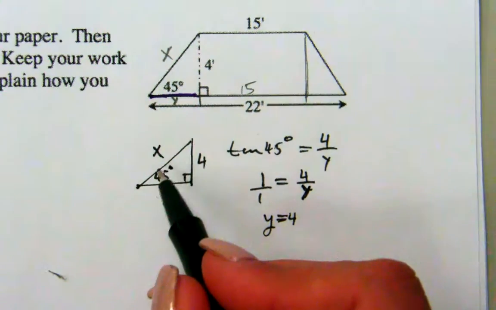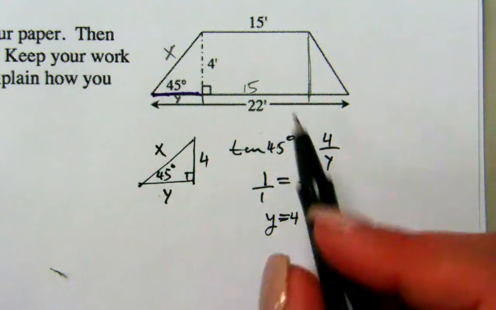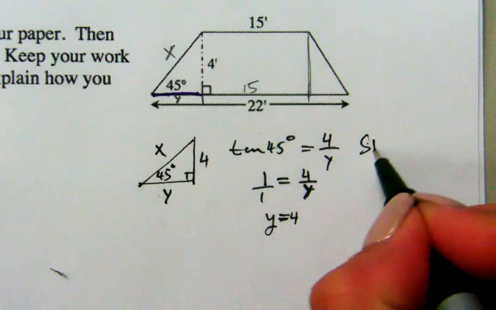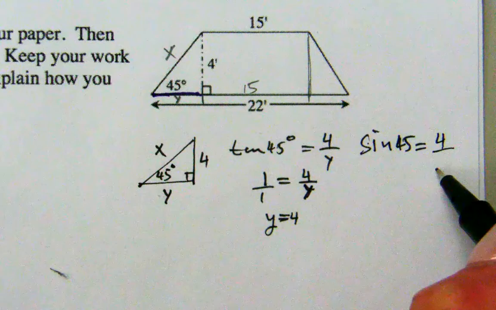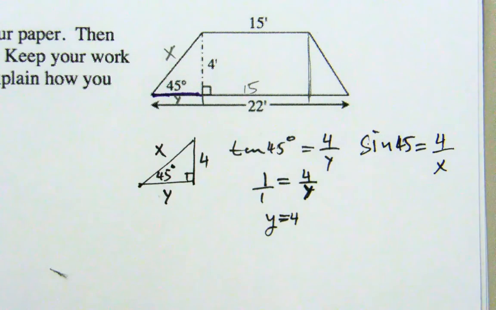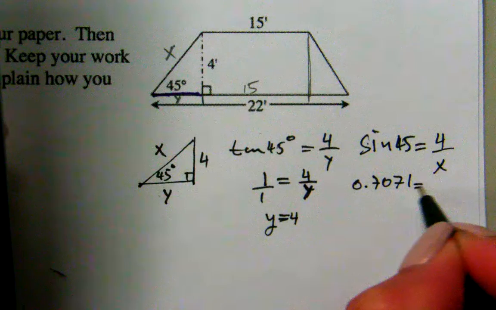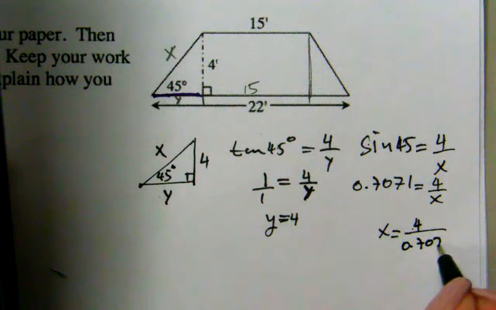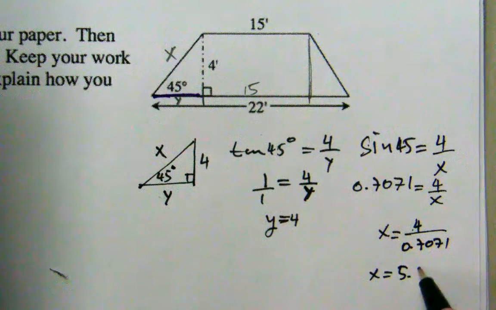All right, and then X. If Y equals 4, and this is 4, if you really want to use trig, we can. That would be sine, opposite and hypotenuse. Sine of 45 degrees is equal to opposite, 4, over hypotenuse, X. Sine of 45 degrees is square root of 2 over 2, which is a funky decimal, 0.7071. So 0.7071 is equal to 4 over X, which means X is equal to 4 divided by 0.7071, and that's going to be 5.65.